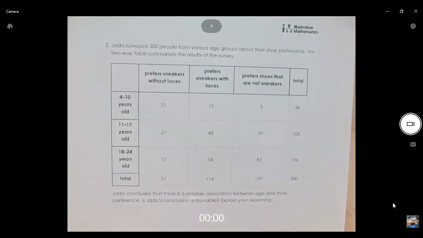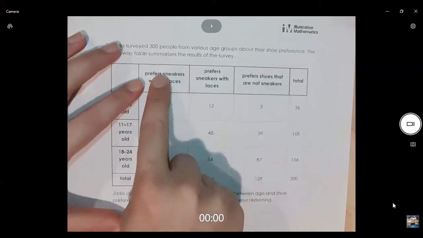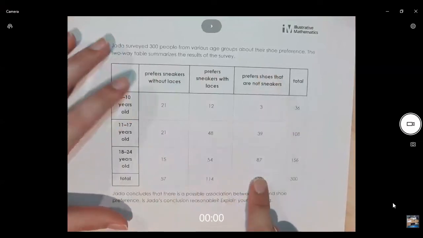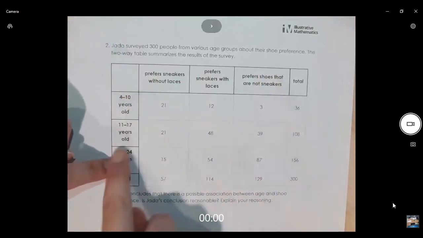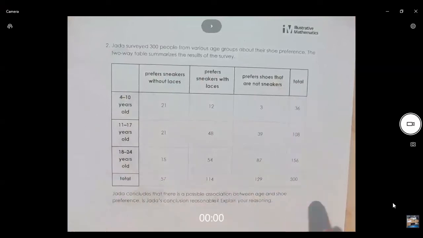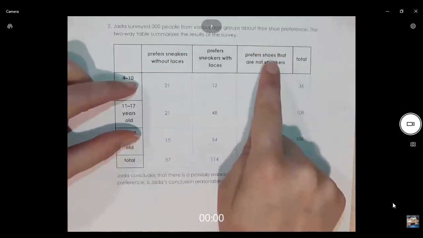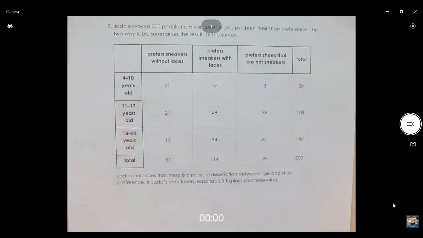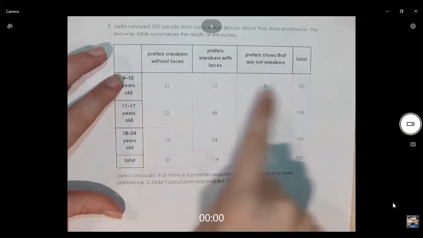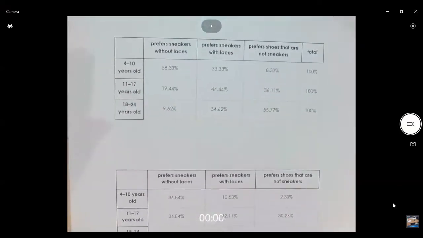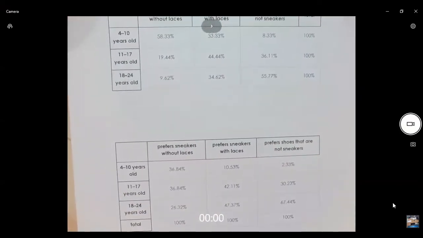It says that Jada surveyed 300 people from various age groups about their shoe preference. The two-way table summarizes the results of the survey. So we have either sneakers without laces, sneakers with laces, or shoes that are not sneakers. And then we have different age groups as to what they like, and then we have our totals here. So before we start talking about whether there is an association between age and the type of shoe that somebody likes, we want to create our relative frequency tables, either using our rows or using our columns to help us see what there is. So I've actually gone ahead and done both ways so that we can see what's going on.